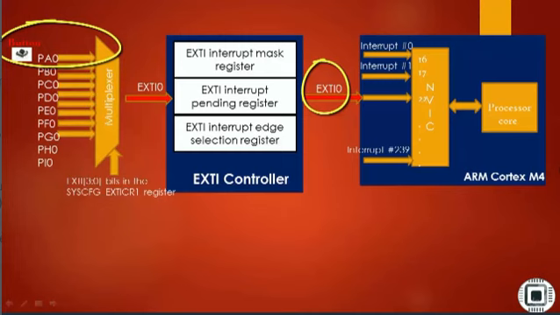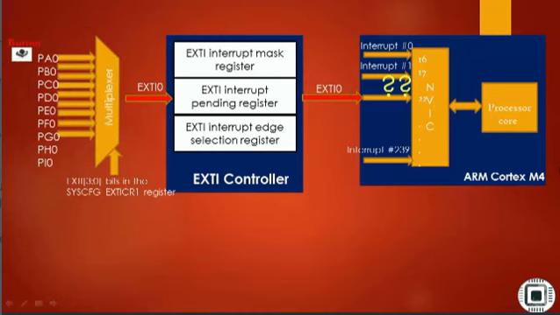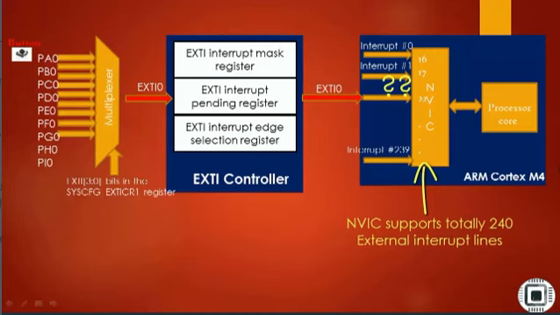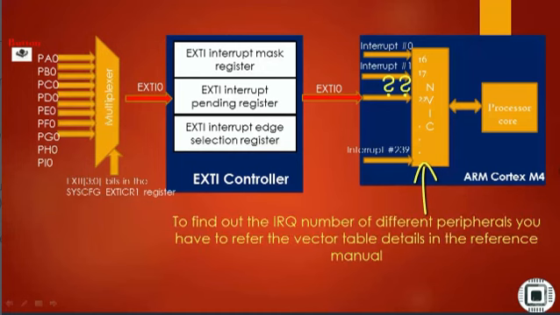So the IRQ number for this line is decided by to which line of the NVIC, or the interrupt controller, it is connected, and this is decided by the MCU vendors. The NVIC of the ARM Cortex-M4 processor has totally 240 lines for the external interrupts. To find out the IRQ numbers, you have to refer to the vector table given by your MCU vendor.